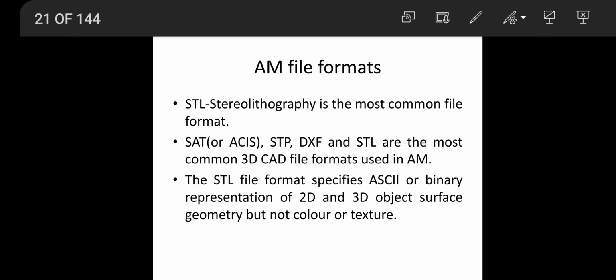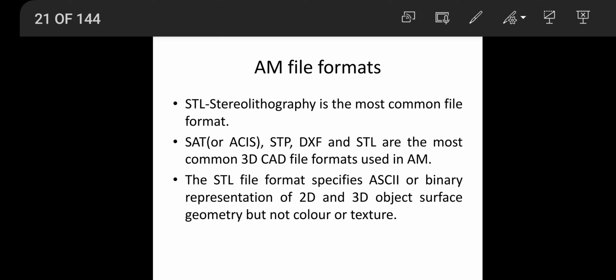STL is the most common file format, and it was invented in the year 1987. Stereolithography was invented by Charles Hull, and he also formulated the STL format. Other file formats, such as STP and DXF, are also 3D file formats used in additive manufacturing.